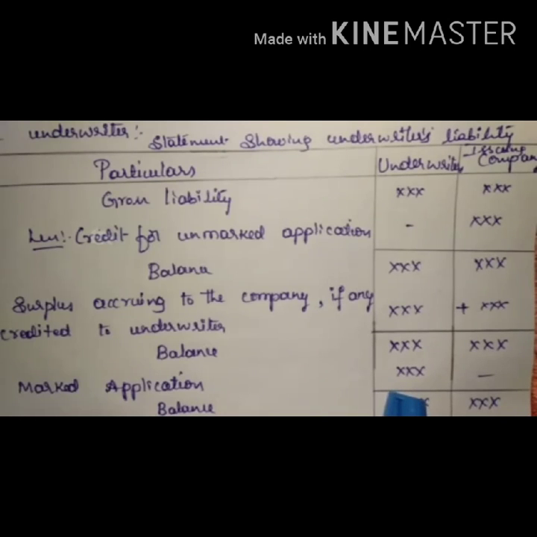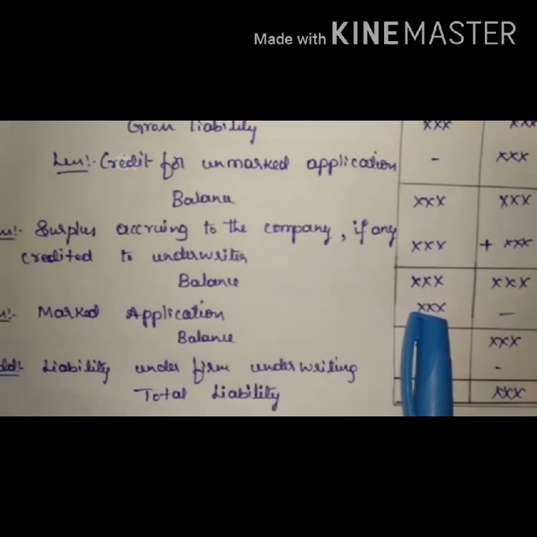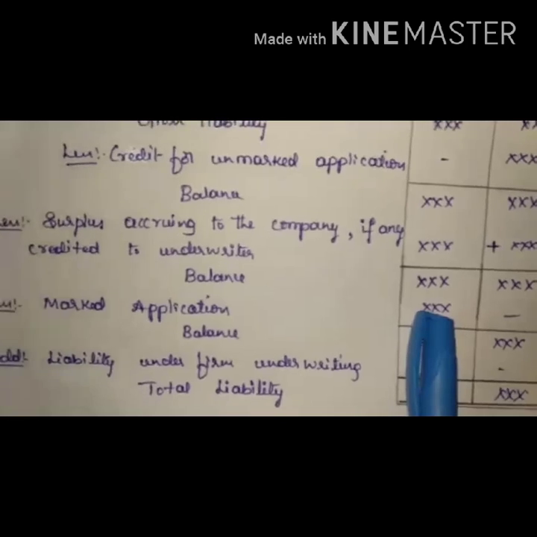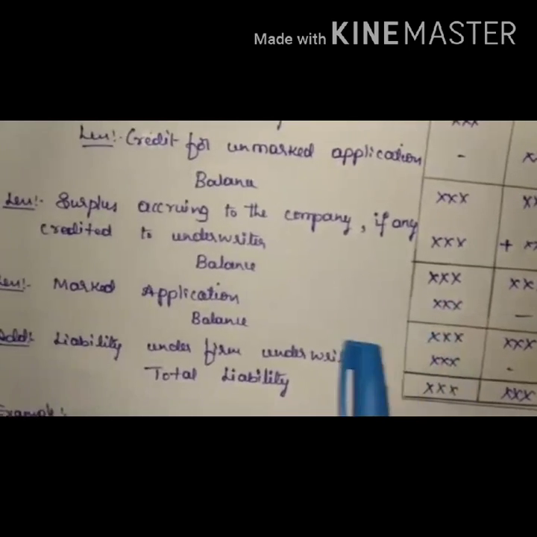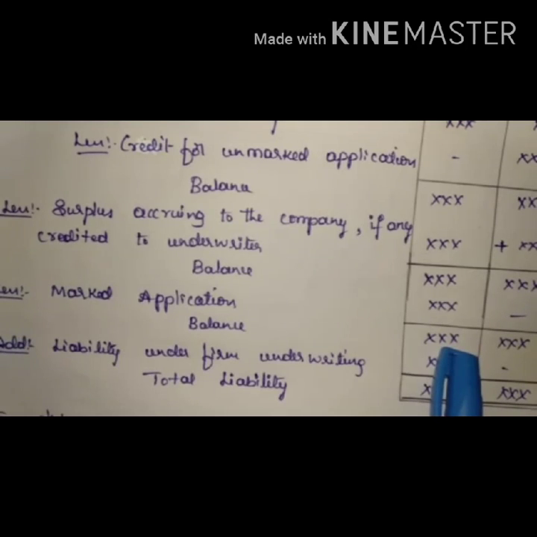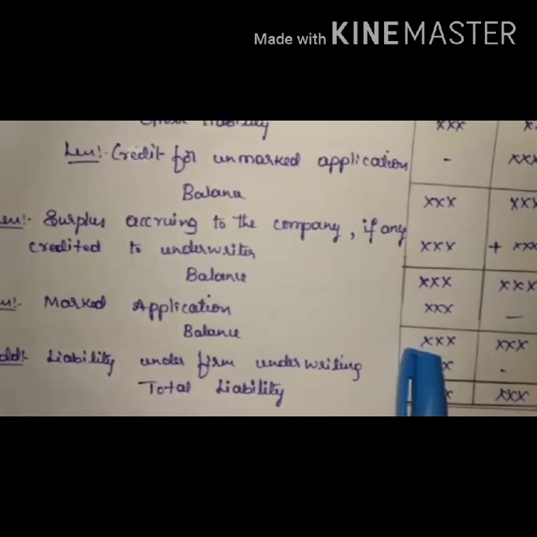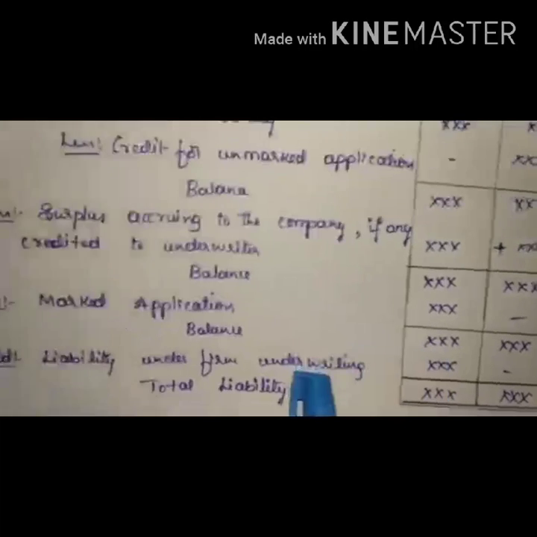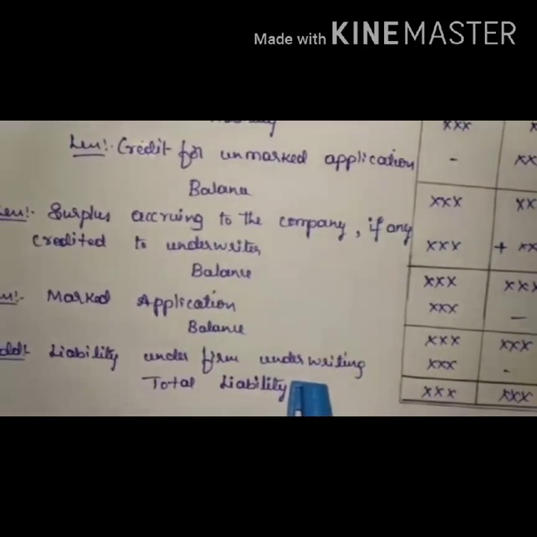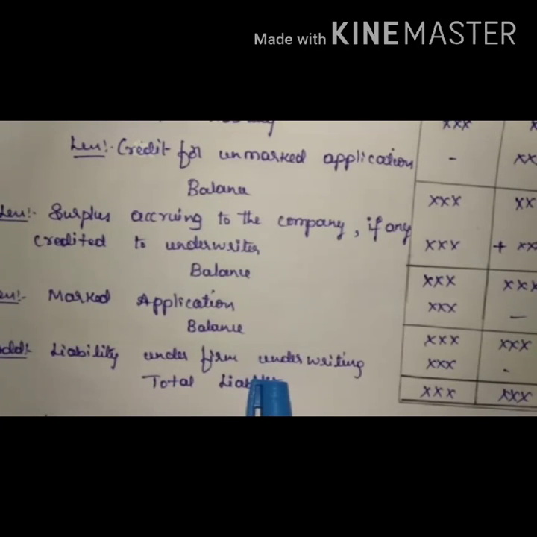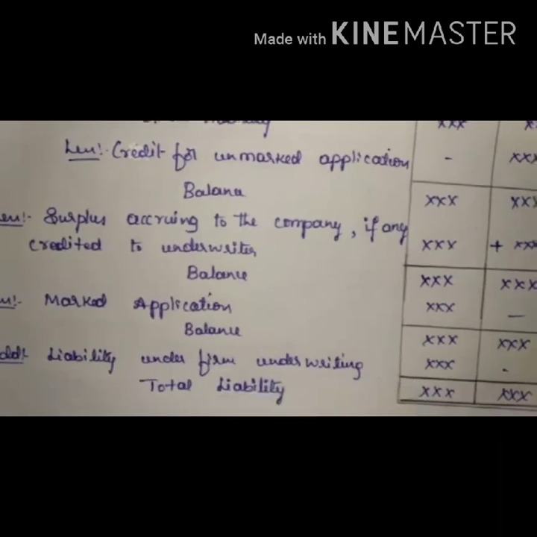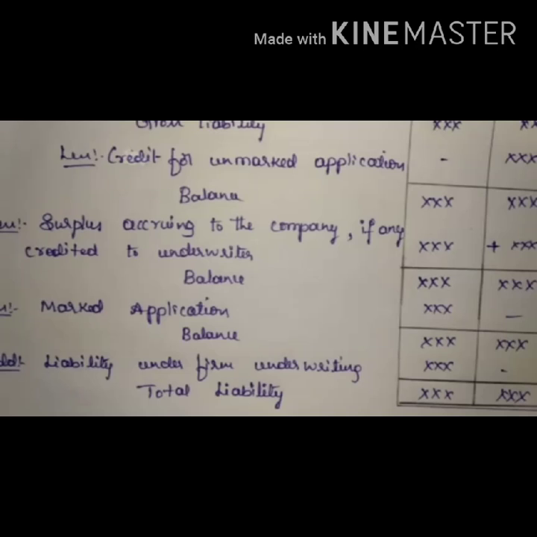Then we have to deduct marked applications, that is, applications that have come through the underwriter. Then finally we'll be getting normal underwriting. Under normal underwriting we'll be getting the liability for both the company as well as the underwriter. Then we have to add the liability under firm underwriting. If there is firm underwriting, that number of shares we have to add in order to determine the total liability of the company as well as the underwriter. So we'll see with an example.